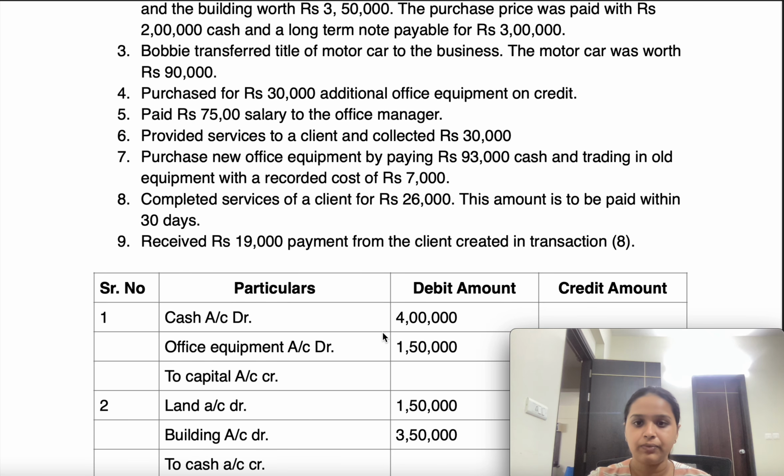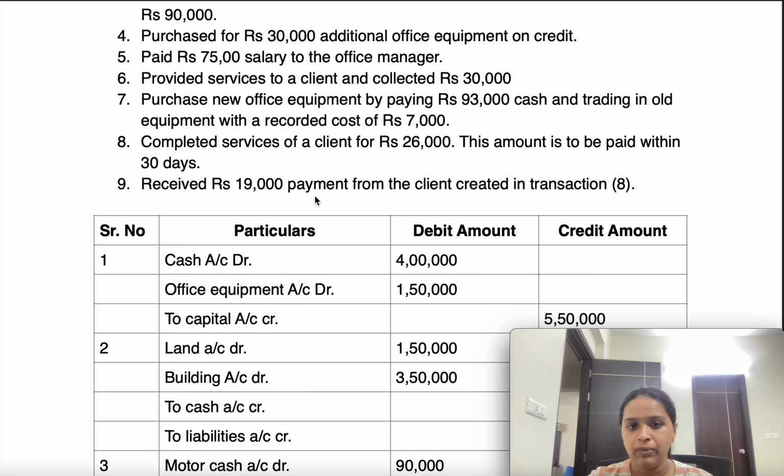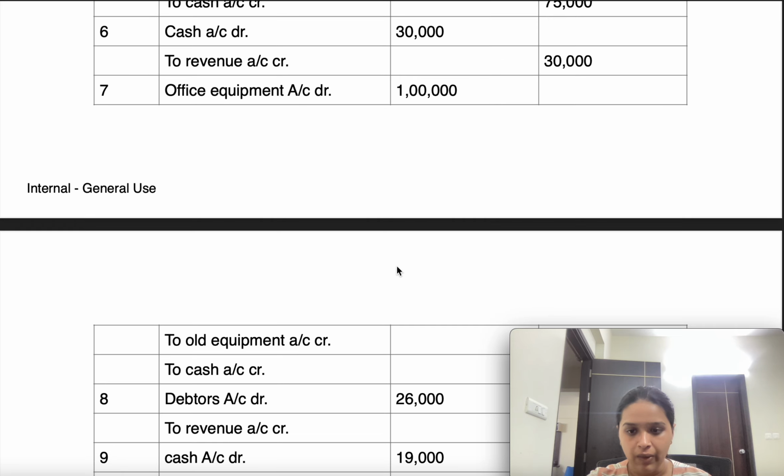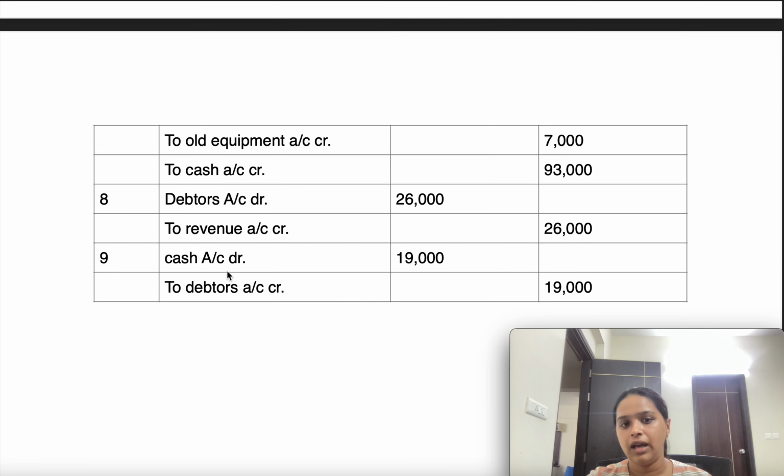All right. Received 19,000 payment from the client related to the previous transaction. So now out of the 26,000, Bobby has received 19,000 from the client. So received the cash in the bank account. From the business point of view, cash account debit and debtor will reduce, right, because he is a giver now. So 19,000 cash account debit to debtor account credit by 19,000.